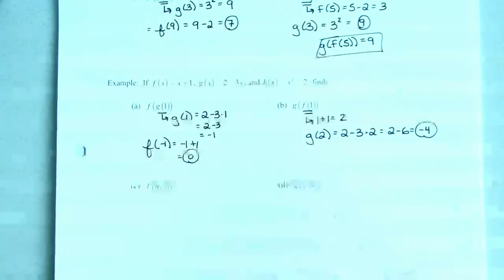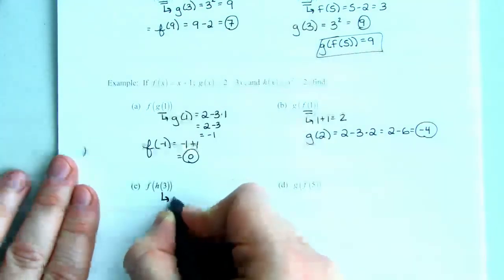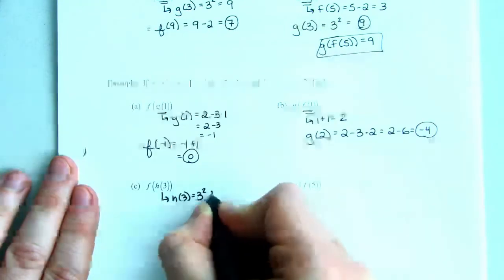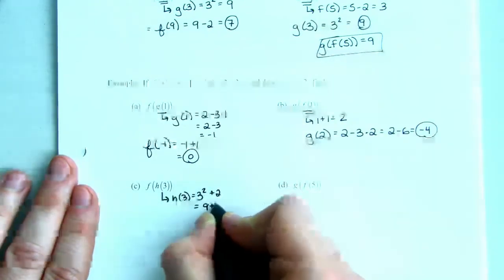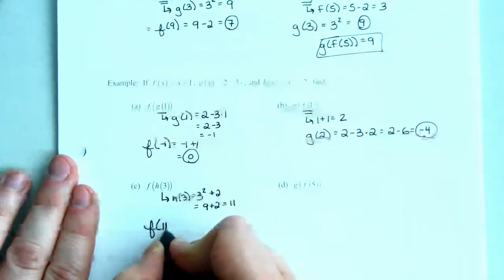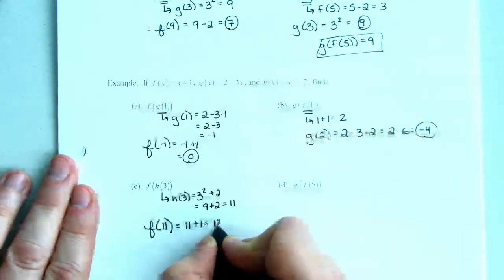Try letter C. What's f of h of 3? I'm going to start on the inside. H of 3 is, let's see, 3 squared plus 2. 9 plus 2, that's 11. F of 11 is going to be 11 plus 1, or 12.